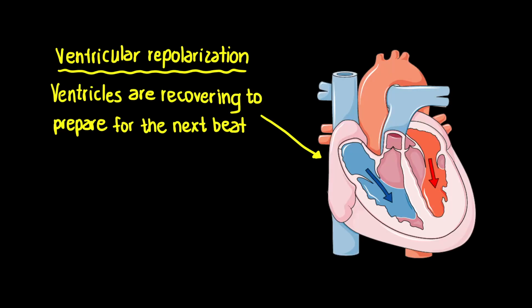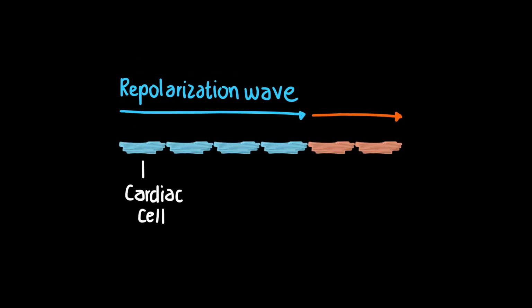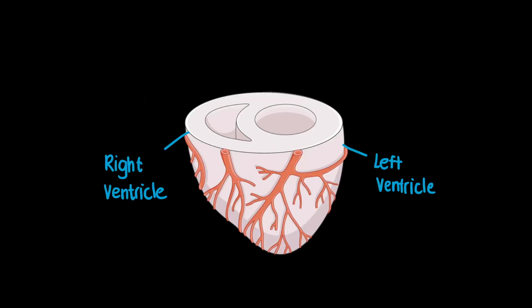The T wave represents ventricular repolarization. In other words, it's the process by which ventricular cells restore the resting electrical charge after depolarization. As this happens, the ventricular muscle begins to relax. Now, here's where things get interesting. Repolarization does not travel in the same direction as depolarization.